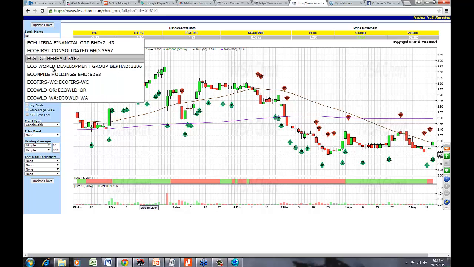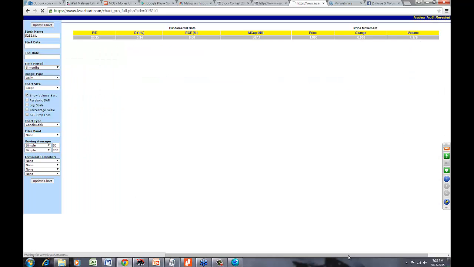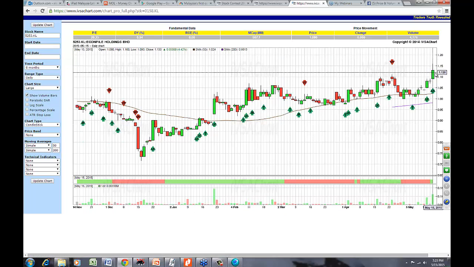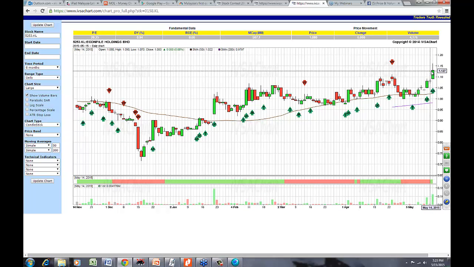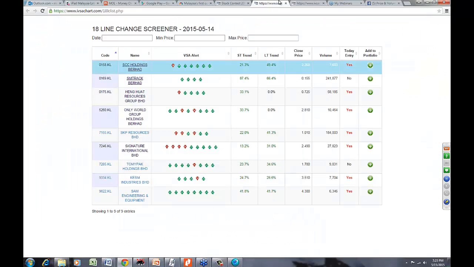I lose money one. Econ, is it Econ Power Holding? Okay, it's Econ Power Holding, right? Econ Power Holding is nice. A nice breakup here. You can see this is finally turning green. That's a nice one here. Yesterday, I think some of you may have got in. I think the 18-day line change was in there, right? Econ Power.